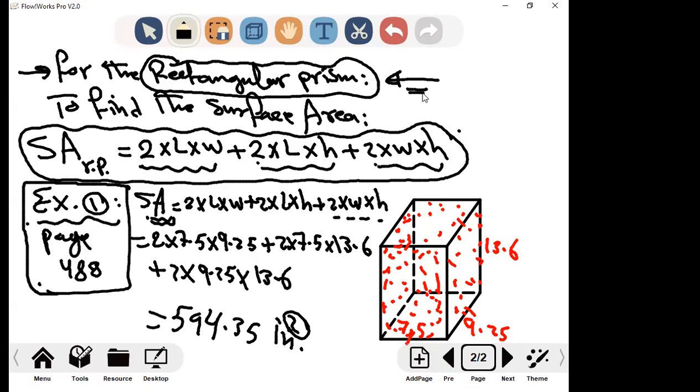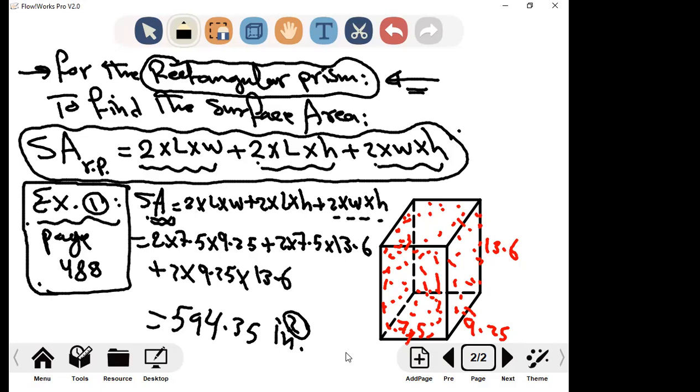Type. What? There is no 225. No, this is wrong. Just follow this formula.